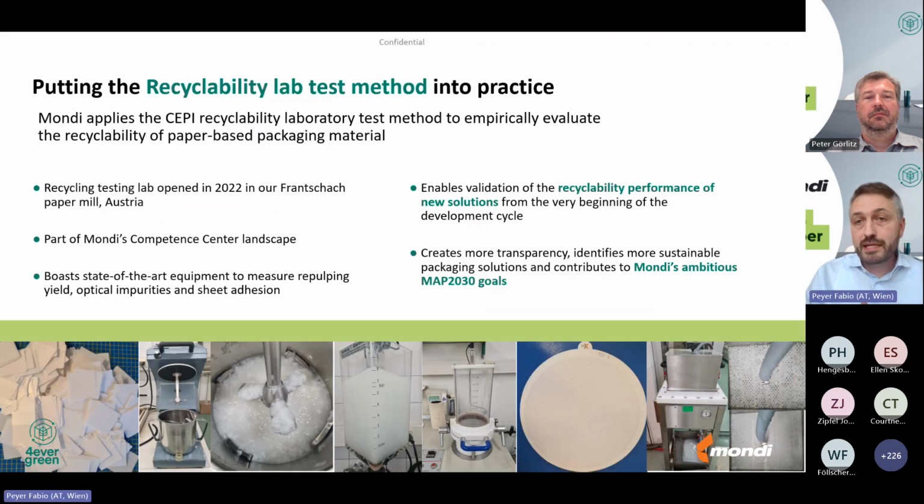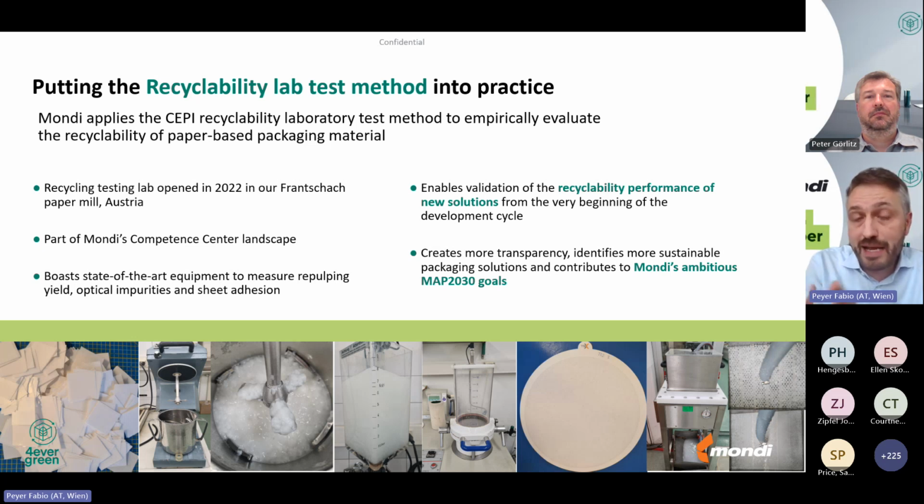As Mondi, we have been investing in capabilities and technologies to drive circularity in our portfolio for a long time. One of the most recent examples is the opening of a state-of-the-art recyclability test lab dedicated to paper packaging. That test lab is in one of our mills here in Austria, so it's an in-house capability. The test lab allows us to generate empirical data on the recyclability of our products.